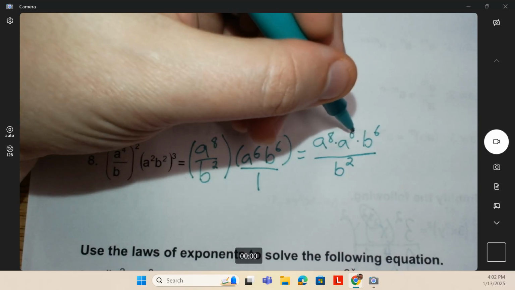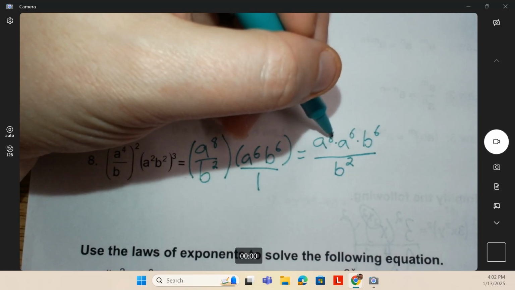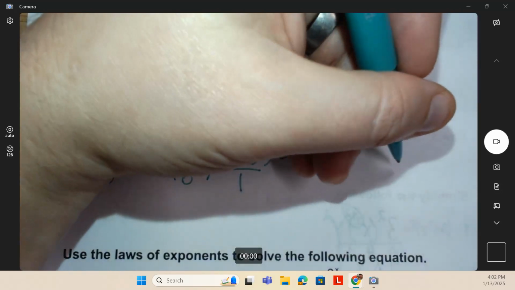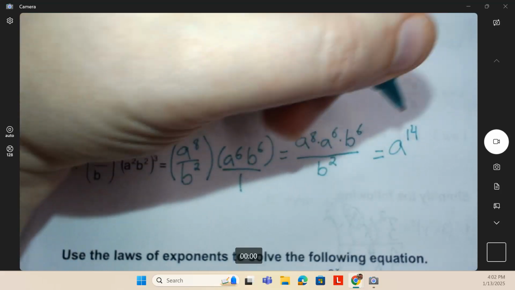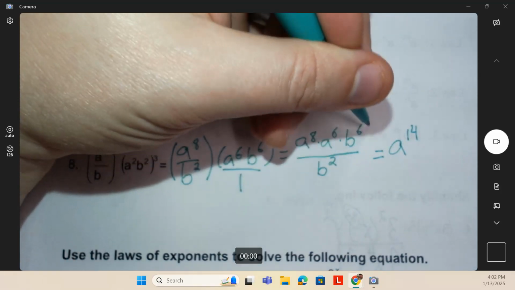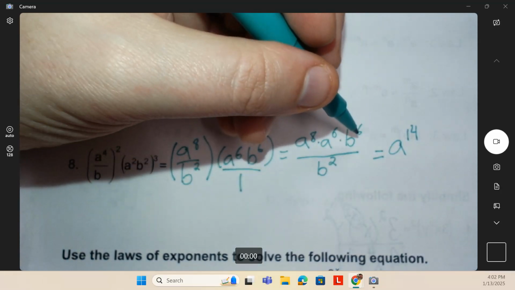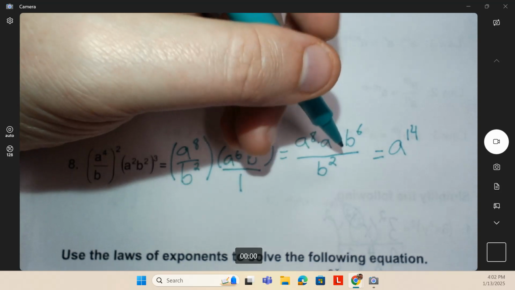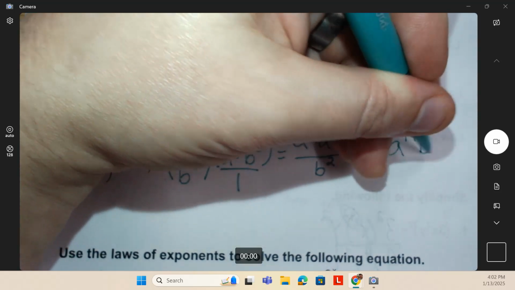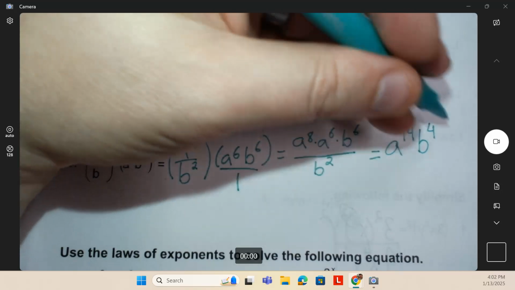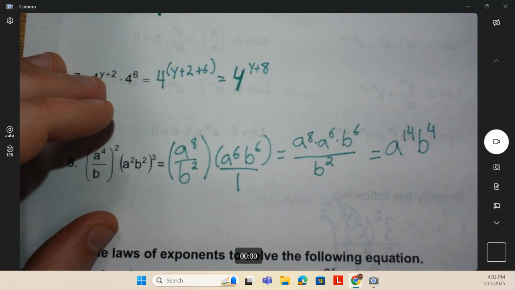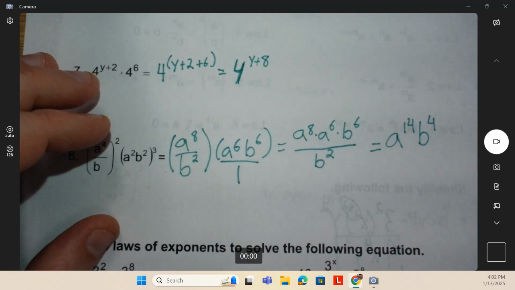So I've got a few things that will combine. The a to the 8th and a to the 6th will go together to give me a to the 14th. And since I have division going on here, I subtract 6 minus 2 and get b to the 4th. And all that cancels out there, so I end up with just the numerator, so it's in a whole number format.